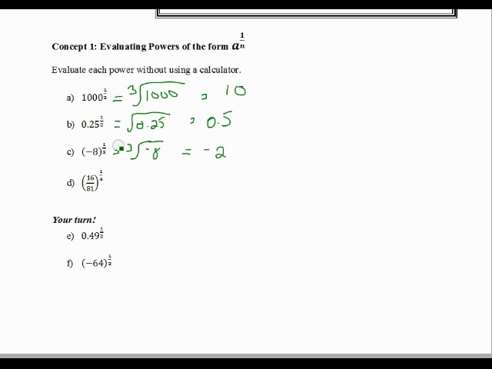And 16 over 81 to the 1/4. Also using rules from last year, we know that this is 16 to the 1/4 over 81 to the 1/4. So that equals the 4th root of 16 divided by the 4th root of 81. And from our handy dandy chart that I told you was going to come in really handy, the 4th root of 16 is 2, and the 4th root of 81 is 3, so that's our answer.